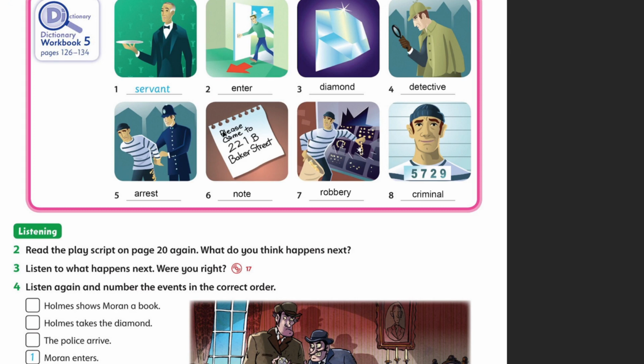So again, number 1 is the servant, number 2 enter, number 3 diamond, number 4 detective, number 5 arrest, number 6 note, number 7 robbery, number 8 is criminal. Please take note of these words and then try to look for the meaning of these words in time.